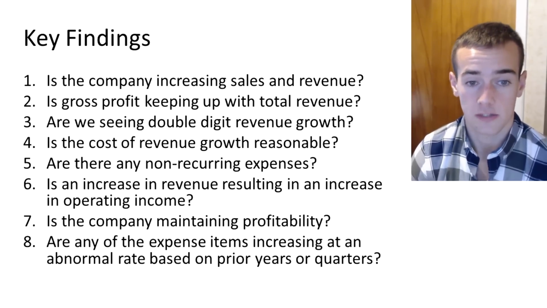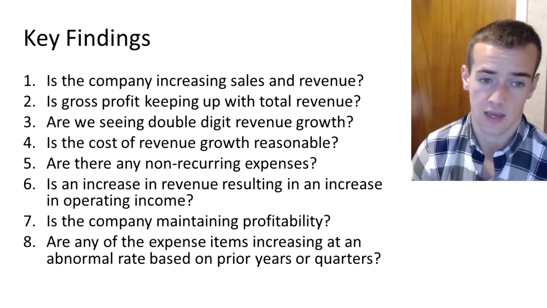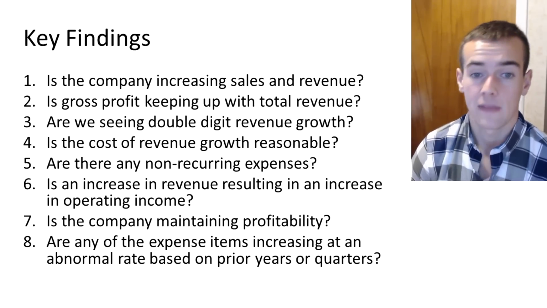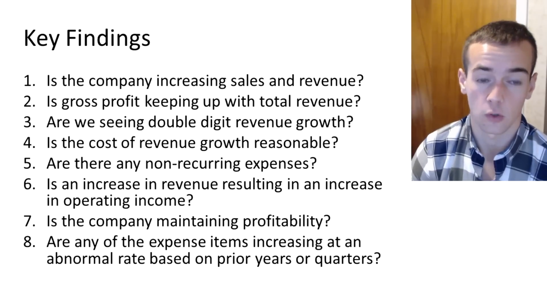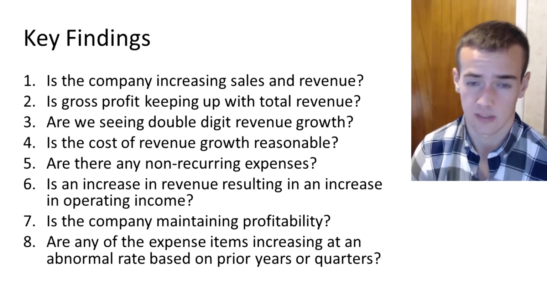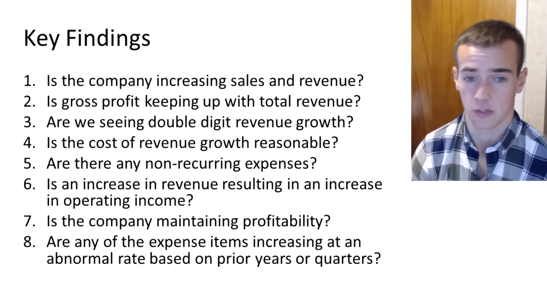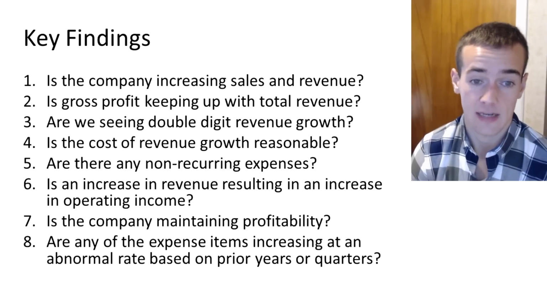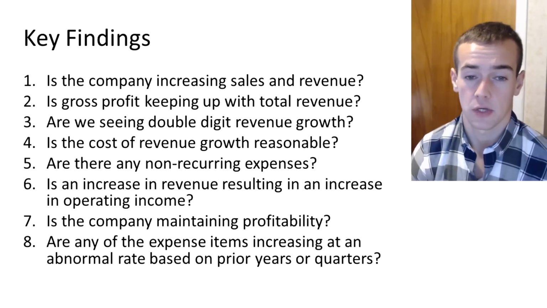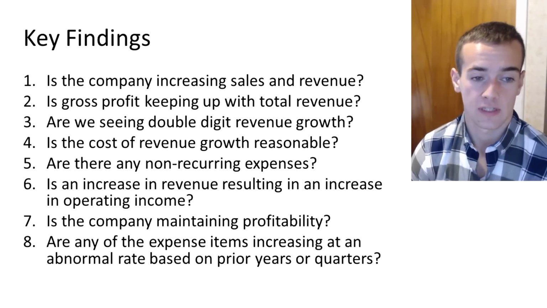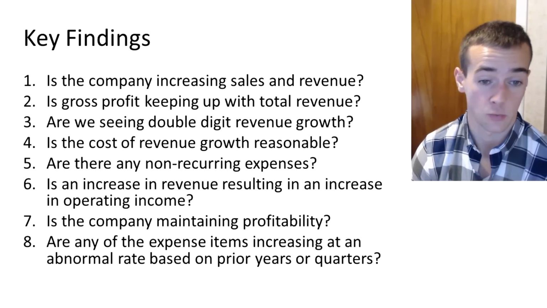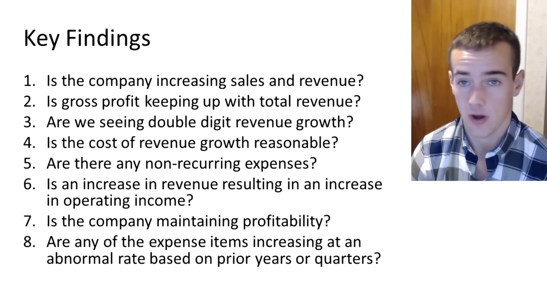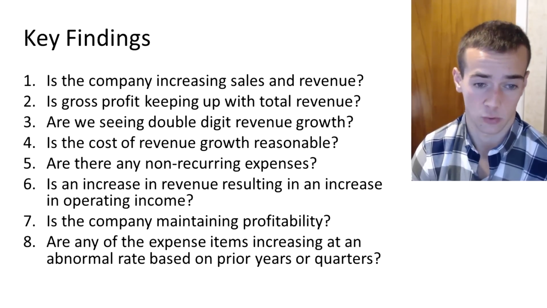Number 4, is the cost of revenue growth reasonable? Because if that cost of revenue growth is out of control, that may be eating into the gross profit, and then that may be why total revenue is not the same as the gross profit, the growth of the gross profit versus the growth of total revenue. Number 5, are there any non-recurring expenses? Because if you see a non-recurring expense, that is something you're going to want to investigate. Number 6, is an increase in revenue resulting in an increase in operating income? Because as revenue increases, you should see operating income increasing at a similar rate.